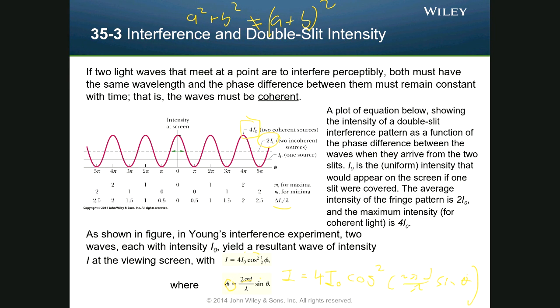And again, you have to be in phase, have a constant phase relationship between them, and have the same wavelength. These are the things that are important to have coherent light sources. A good example of a coherent light source is a laser. A bad example, a non-coherent light source, is the light up at the top of your ceiling.